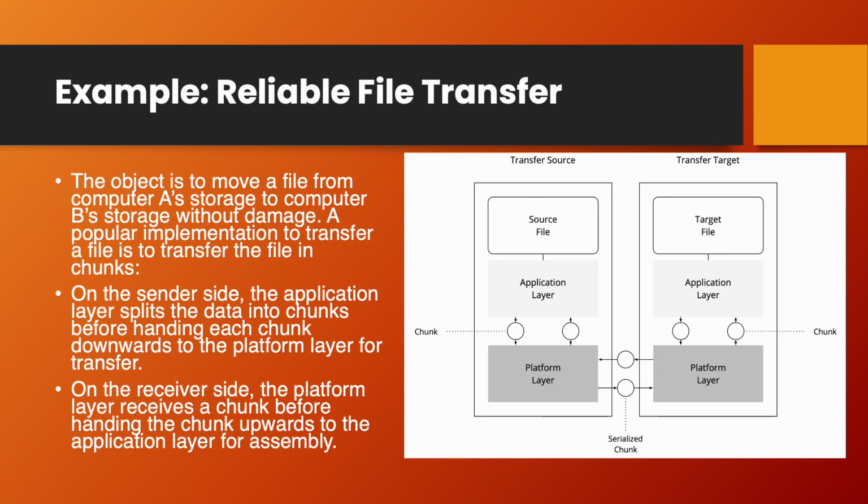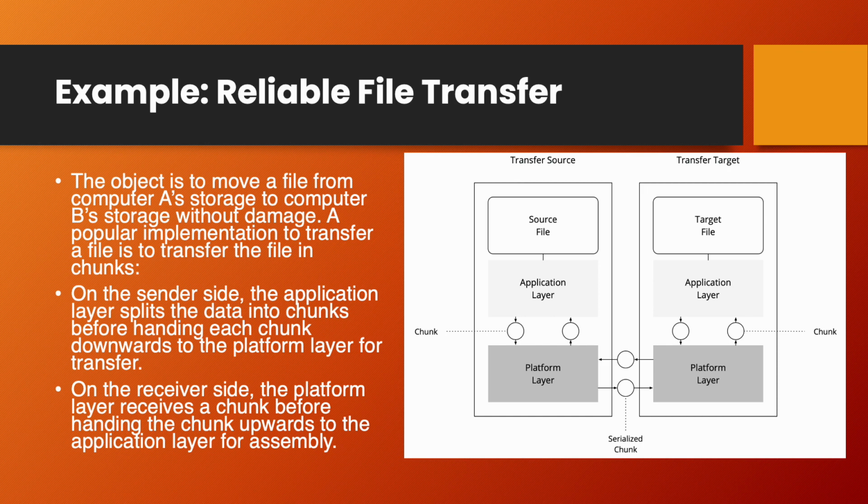Let's discuss one of the examples, that is reliable file transfer. The object is to move a file from computer A storage to computer B storage without damage. A popular implementation to transfer a file is to transfer the file in chunks. On the sender side, the application layer splits the data into chunks before handing each chunk downwards to the platform layer for transfer. On the receiver side, the platform layer receives a chunk before handing the chunk upwards to the application layer for assembly.